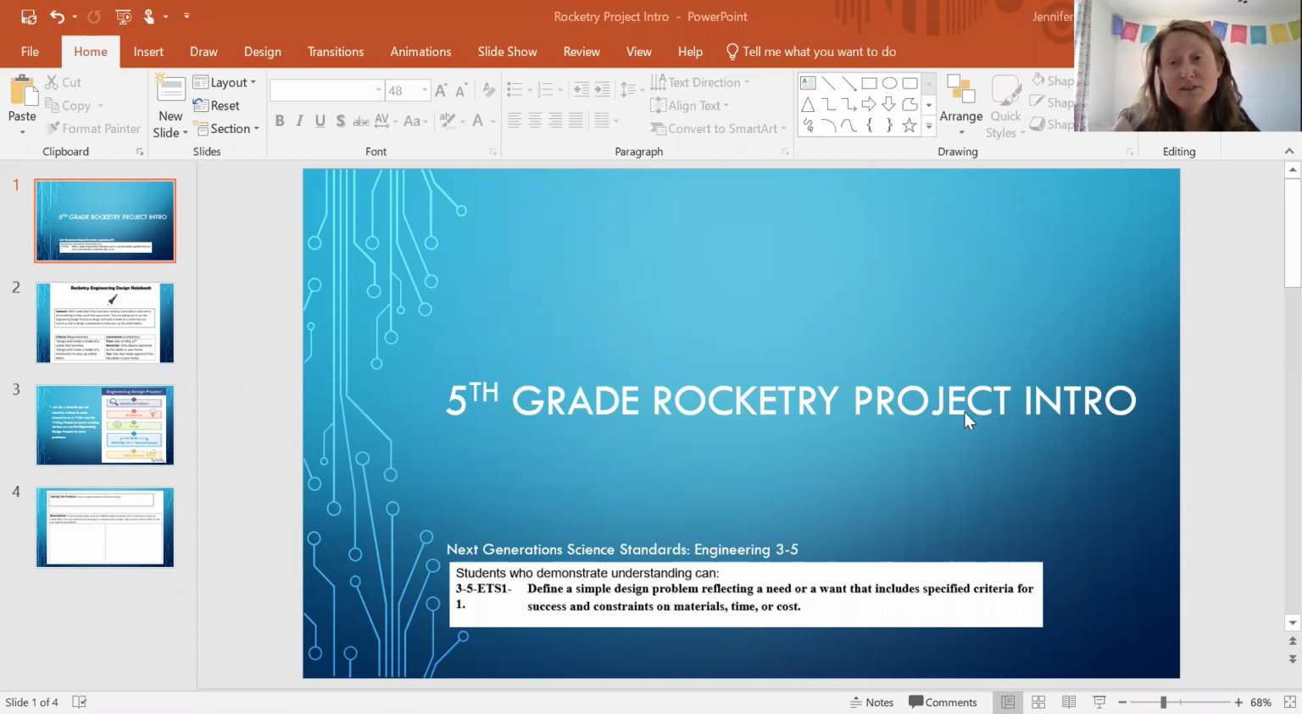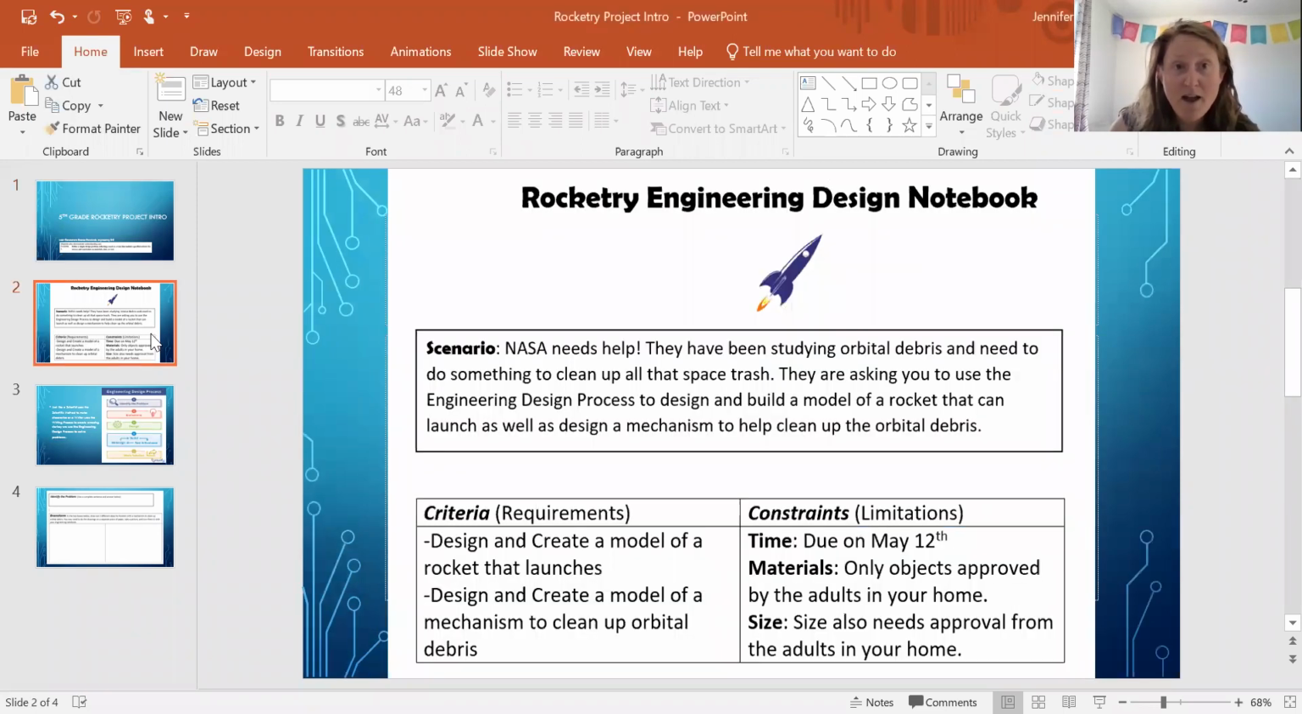You know that you've already been researching rockets. You've been researching some problems that we're having in space, like orbital debris. So with this project, you're going to have to use all that knowledge to make your own rocket. So here, I've copied and pasted some of your engineering design notebook. But here is the problem. NASA needs your help. They have realized how much orbital debris there is in orbit around Earth, and they need you to design a rocket that includes a mechanism to help clean up that debris. And they need you to make a model of that rocket at home.